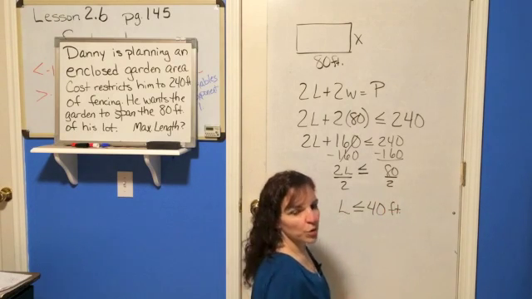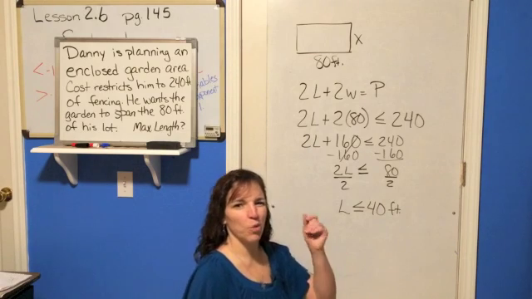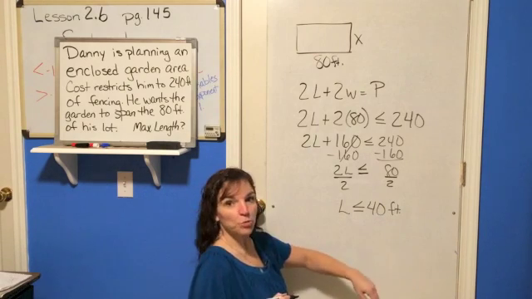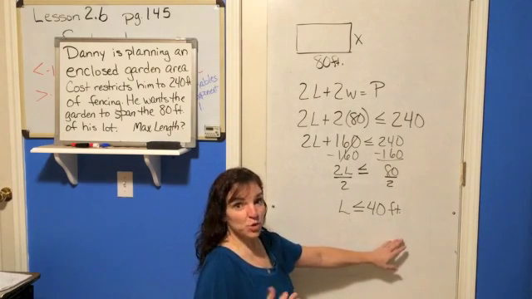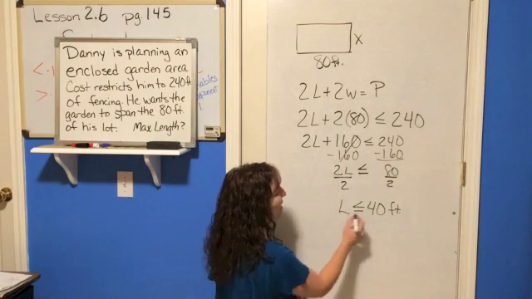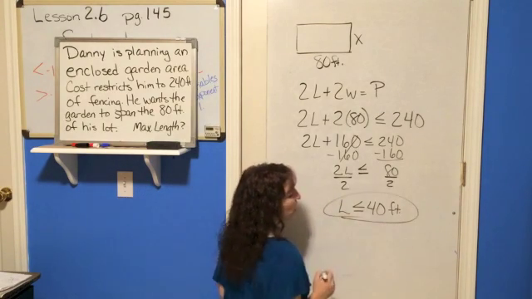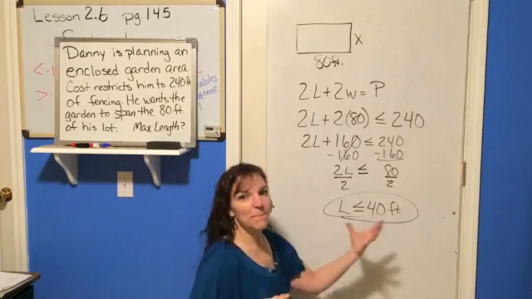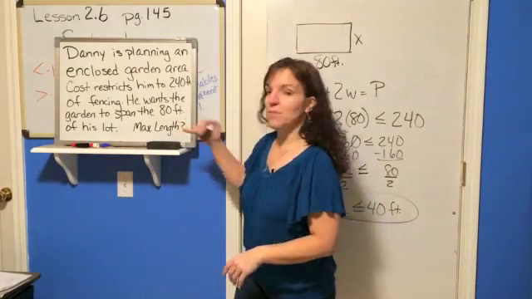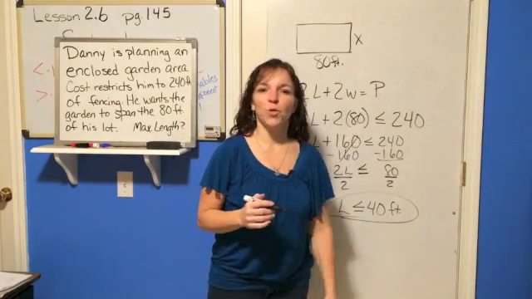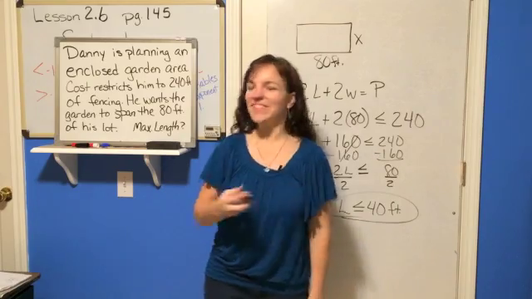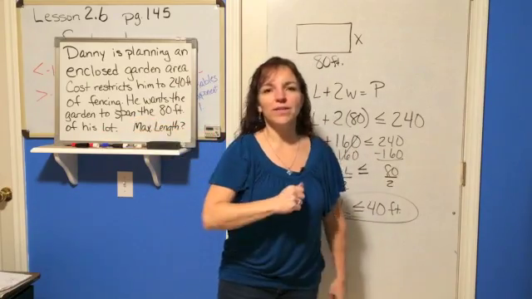Don't forget to label those word problems. A lot of you are missing little points just because you don't label them. If you've got a word problem, your answer must have some sort of label. Okay? So your length is going to be less than or equal to 40. 40 is the biggest it can be. So what is the maximum length? The maximum length is 40 feet. There you go. Solving linear inequalities. I'll see you soon.